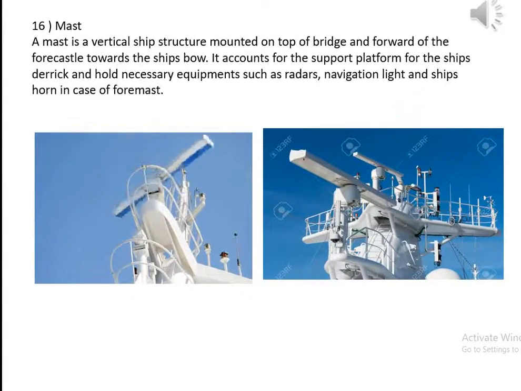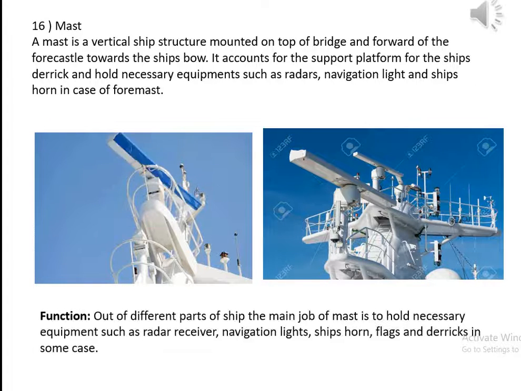16. Mast. A mast is a vertical ship structure mounted on top of the bridge and forward of the forecastle towards the ship's bow. It accounts for the support platform for the ship's derrick and holds necessary equipment such as radars, navigation light, and ship's horn in case of foremast.